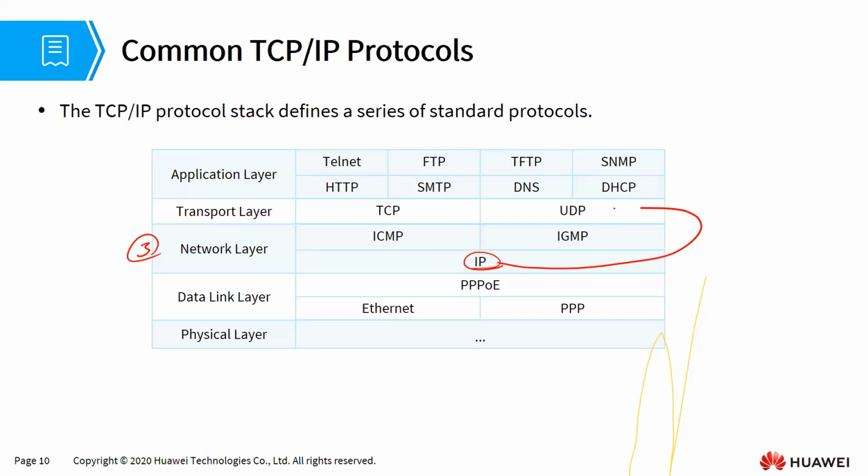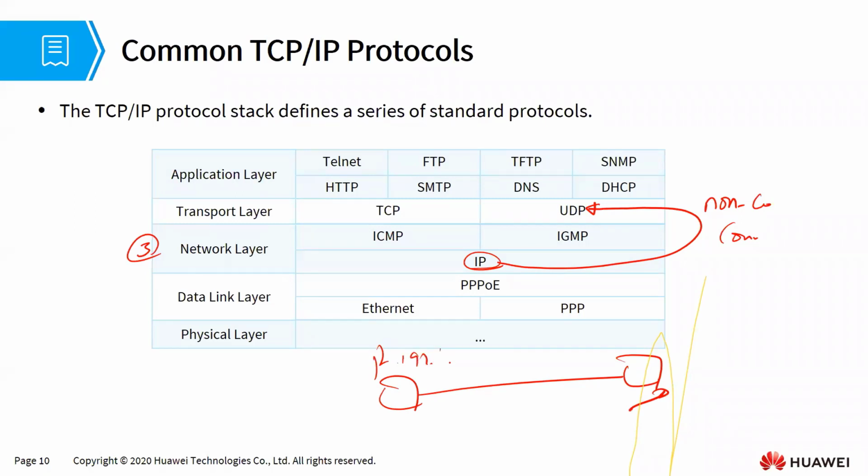IP is similar to UDP in a way. They are both non-connection oriented. They are connectionless. IP doesn't care whether the destination is actually there or not. If you ping 192.168.7.7, IP does not check to see whether .7.7 is on the network.